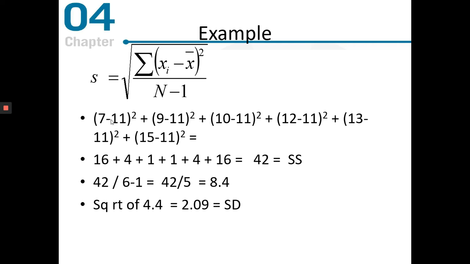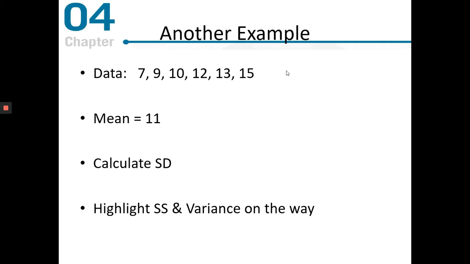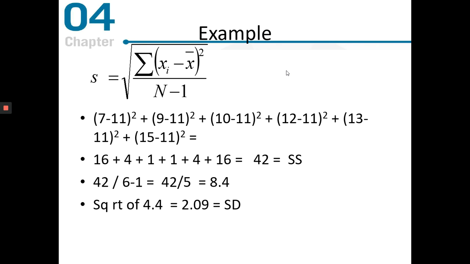So for every score, we subtracted from the mean, 11. 7 minus 11, 9 minus 11, 10 minus 11, 12 minus 11, 13 minus 11, 15 minus 11. So we're just taking every score, 7, 9, 10, 12, 13, 15, and subtracting the mean from each of those scores. The mean was 11. And then we have to square those differences.